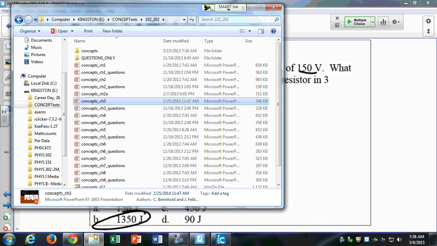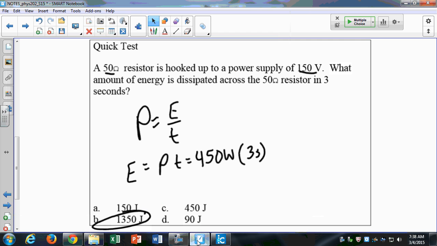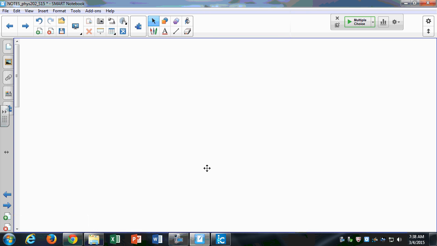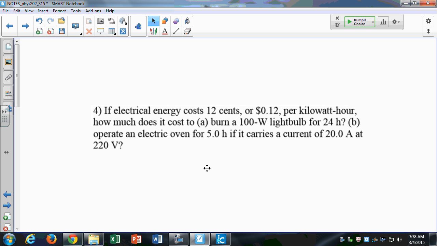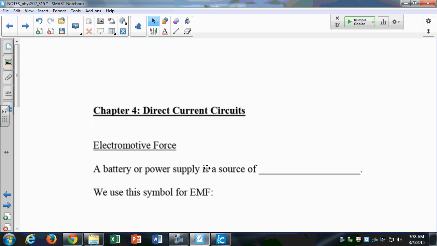All right, well, let's move on into Chapter 4. So Chapter 3 is Ohm's Law and the definition of resistance, and then we start to introduce power. And then Chapter 4 is carrying on with that. We'll do resistors in series and parallel, and then combination circuits. And then look at multi-loop circuits and household circuits as well. This chapter deals only with direct current circuits. This is in contrast to alternating current.